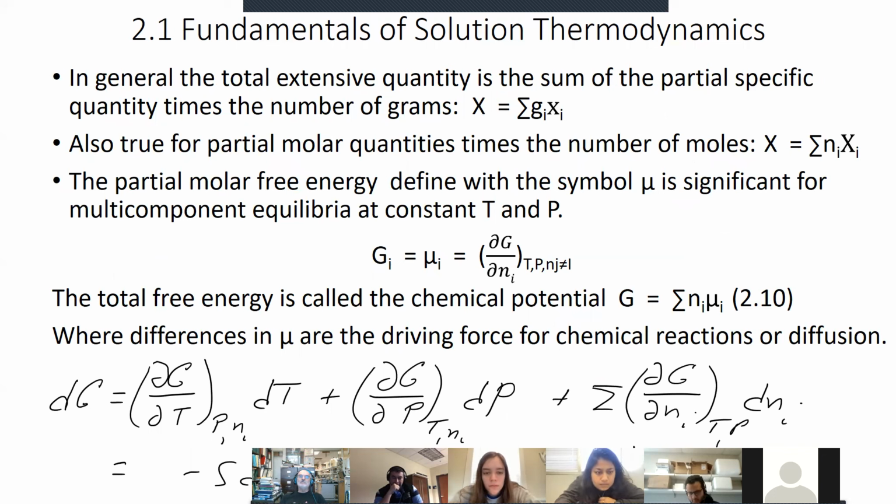Okay, so in general, any total extensive quantity is the sum of the partial specific quantities times the number of grams. This is a general way of writing down that same equation we wrote down on the previous page, where V is the sum of G sub i, V bar i.